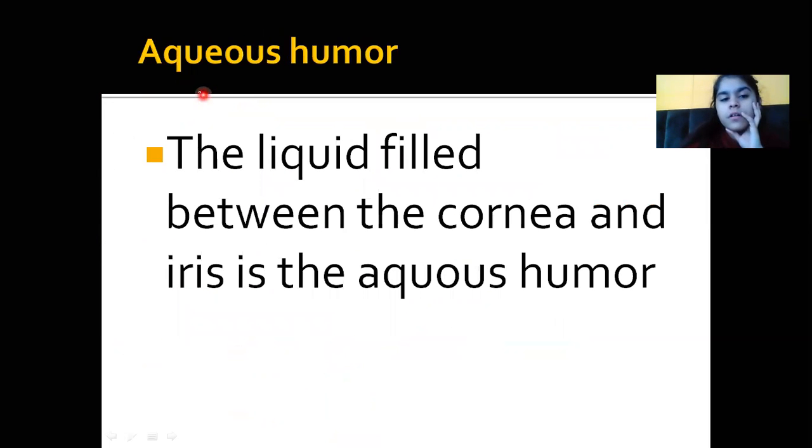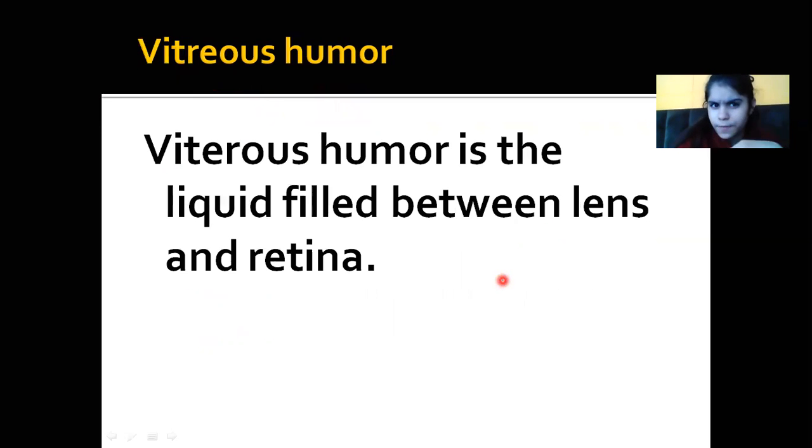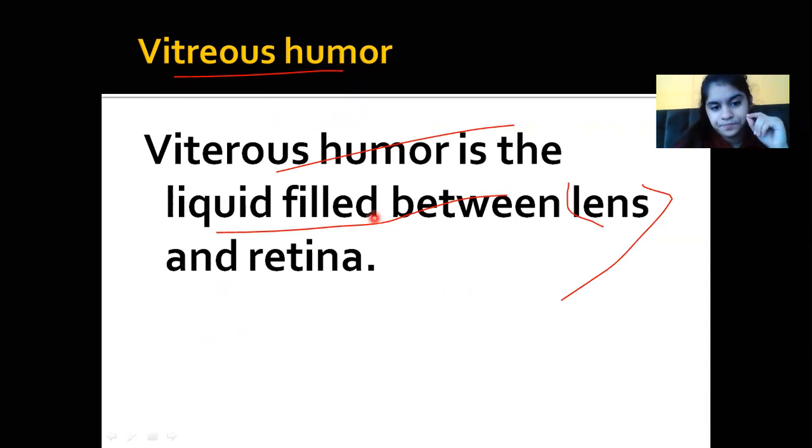Aqueous humor. What is the aqueous humor? It is the liquid that fills between the cornea and the iris. Now I told you, right, that in the front portion there is aqueous humor, and in the back portion there is vitreous humor. Vitreous humor is the liquid which is filled between the lens and the retina. Okay, I hope till here it's clear.